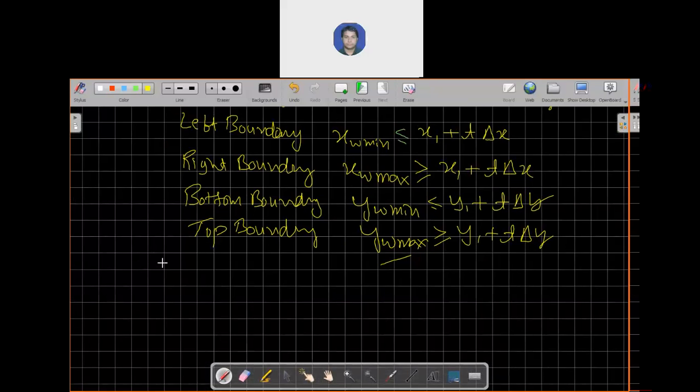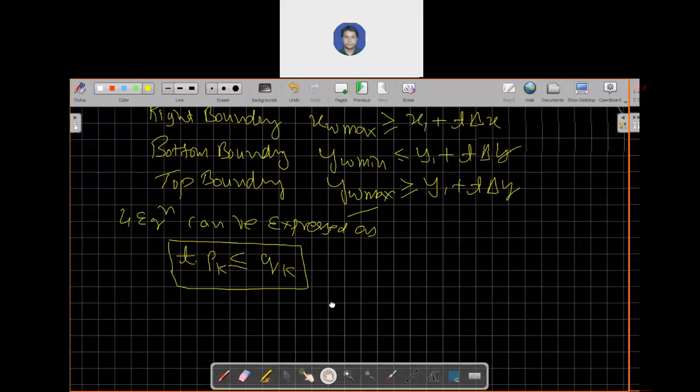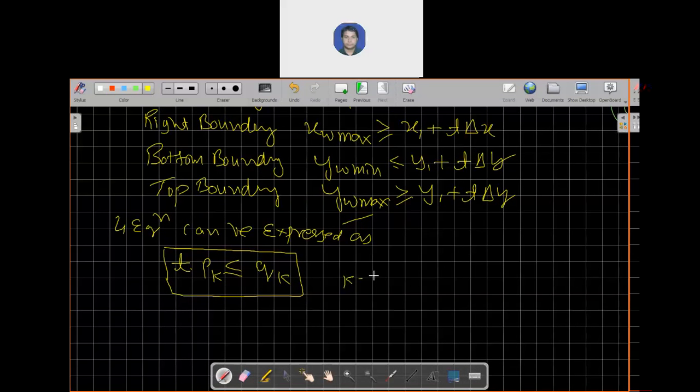These above four equations can be expressed in a common form, t times some pk less than or equal to qk. I want to change all these four conditions into this form, where the value of k may be 1, 2, 3, 4.